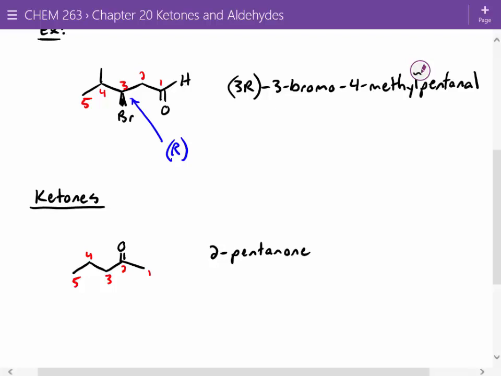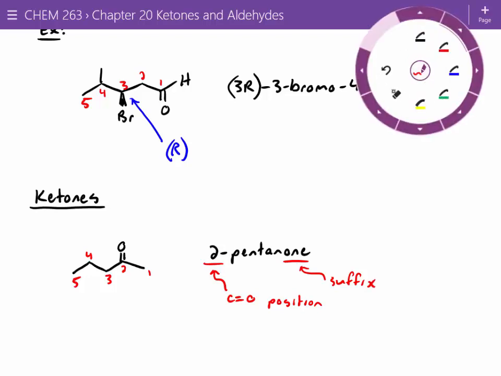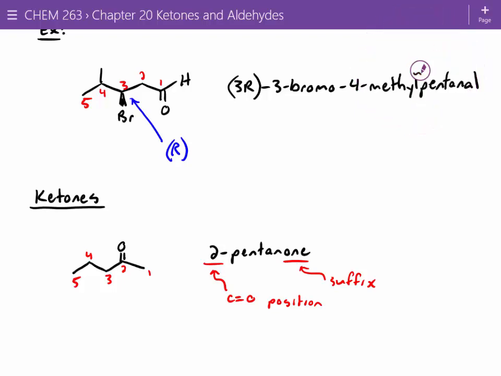So in this case, one is your suffix. The 2 is your C=O position. And so this sort of naming convention is used for ketones. Another system that you might see used quite a bit is to do pentan-2-one.